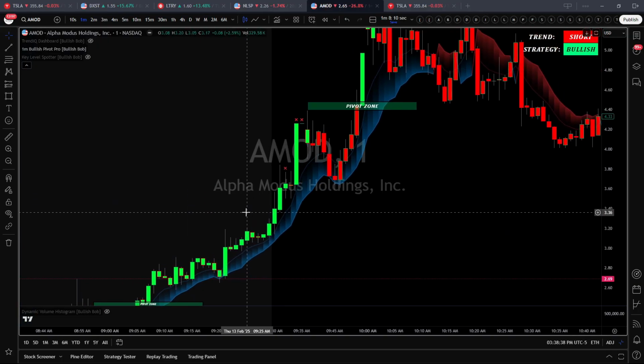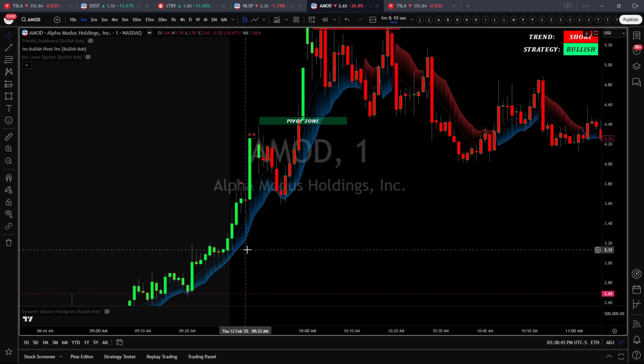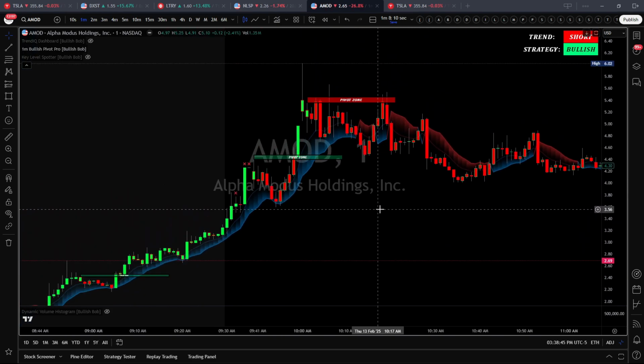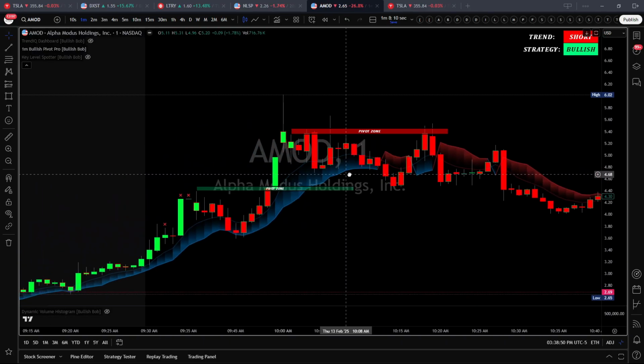Continued up higher. Okay. Missed out. A lot of traders say, oh man, I missed out on this. I didn't buy it here. I was just kind of holding off, and I kind of was just sitting back and seeing if it would do anything. Well, all of a sudden we get another pivot zone. Here's your close over. It's a little scary, right?